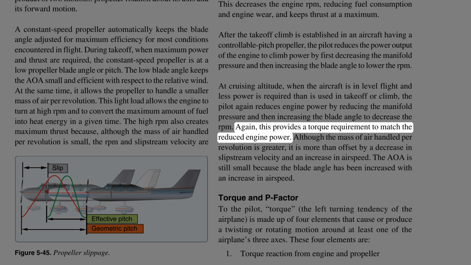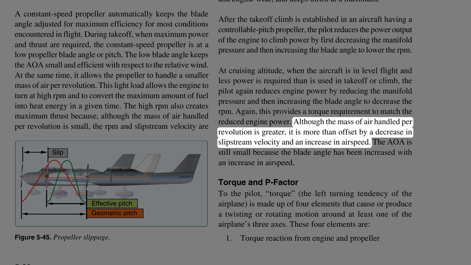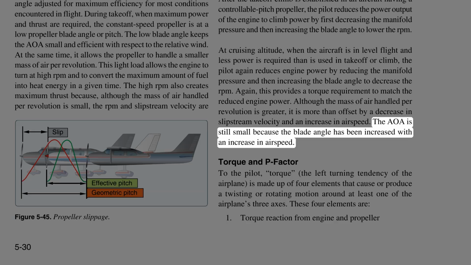Again, this provides a torque requirement to match the reduced engine power. Although the mass of air handled per revolution is greater, it is more than offset by a decrease in slipstream velocity and an increase in airspeed. The AOA is still small because the blade angle has been increased with an increase in airspeed.